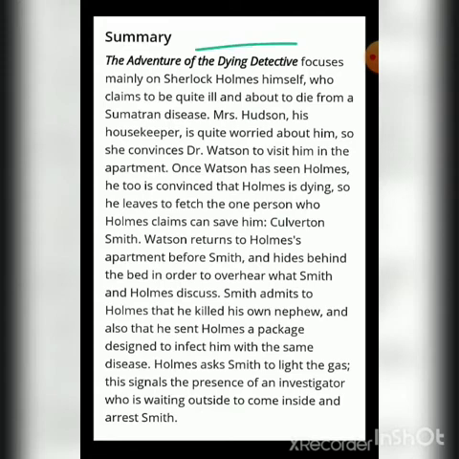The Adventure of the Dying Detective focuses mainly on Sherlock Holmes himself, who claims to be quite ill and about to die from a Sumatran disease. The main character in the story is Sherlock Holmes, who happens to be quite ill. He's suffering from a Sumatran disease, a very deadly, infectious disease that can spread from one person to another. In the story he's very ill, and he's a detective as well. Remember that Sherlock Holmes is a detective.